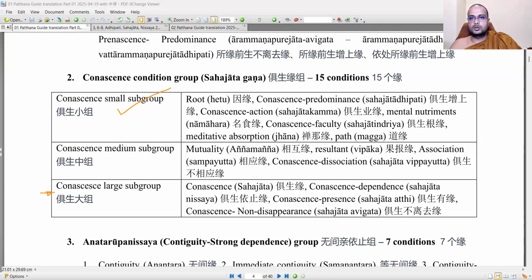Right. Okay, so before moving into the cornerstone's major group, the large group, if you have any questions, we can discuss regarding the cornerstone's predominance on the section that we discussed already.